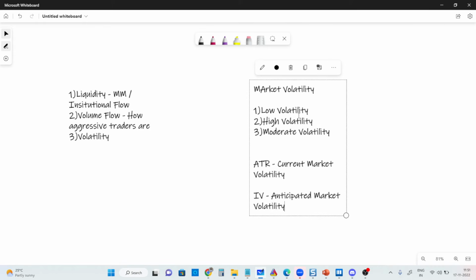So if ATR is low and IV is also low, what does that mean? They are mostly compressed markets. Price may open with a big gap up, and after that nothing will happen. The market will start rotating around the VWAP.